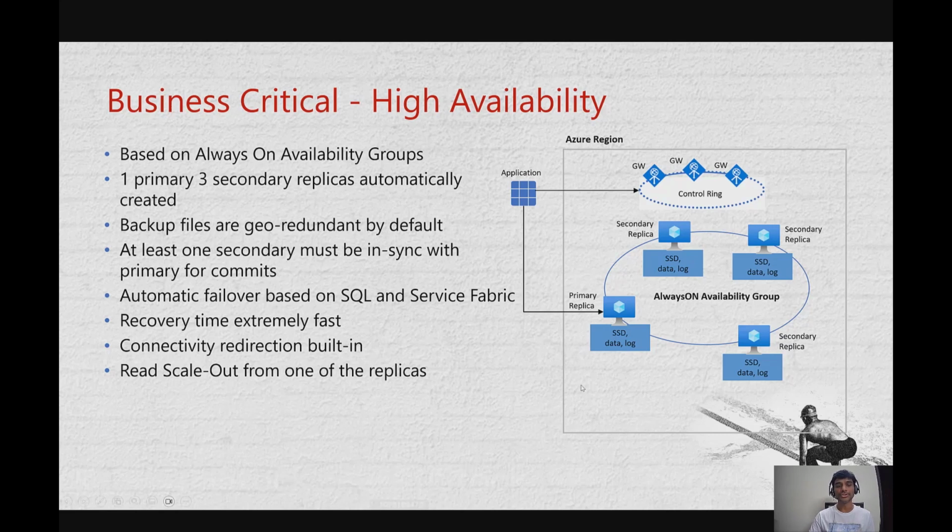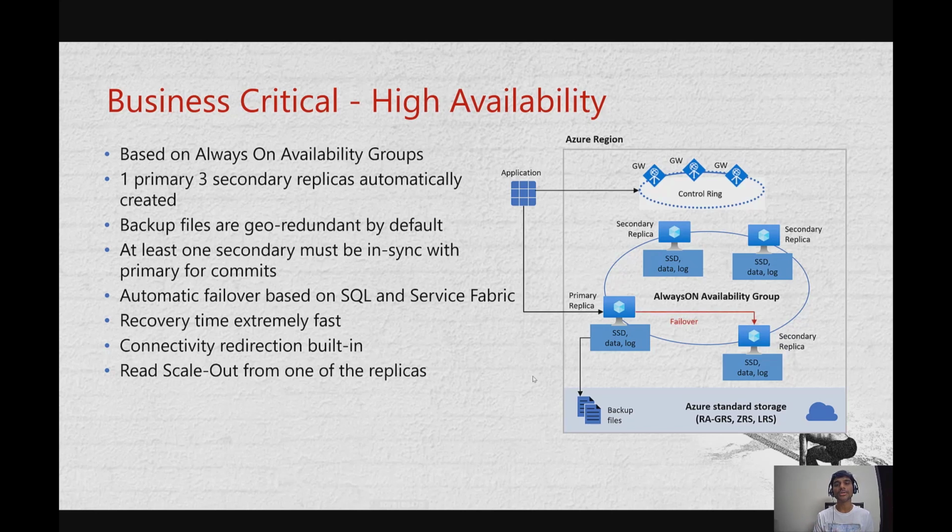Backup files are geo-redundant by default. We'll make sure that when any writes are happening, at least one secondary is in sync with the primary. The automatic failover that happens between the primary and secondary is all handled based on SQL and Service Fabric. Recovery is extremely fast because this is an Always On availability group. You always have a secondary replica which is completely in sync, so it's just a matter of seconds when the switch happens from one node to the other.